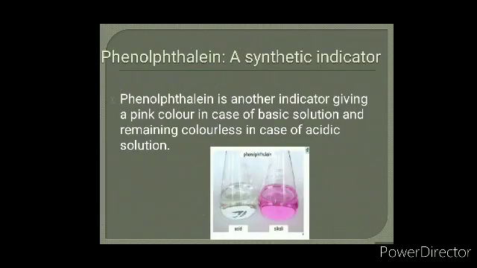Next we will discuss a synthetic indicator, that is phenolphthalein. Phenolphthalein is a synthetic indicator and it also changes color when it is added to a basic solution. It turns pink in color, but it doesn't change its color in acidic solution. It remains colorless. Only in basic solution it will convert its color into pink.